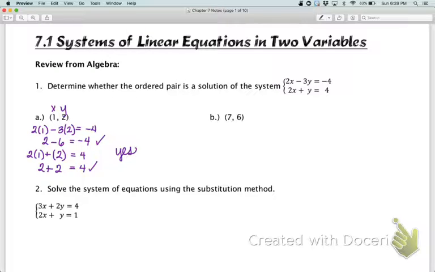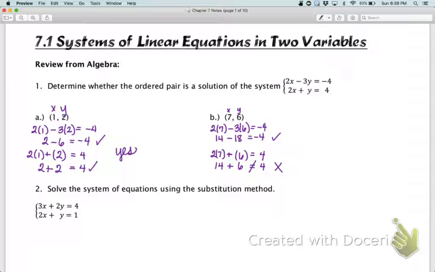Now we can try the same thing on the next example, using 7 as our x and 6 as our y. Here's what happens when we plug that into the first equation. We end up with 14 minus 18, which does in fact equal -4. So that's good. Now we check it in our second equation. You can see pretty quickly that when we work this out, it is not going to be true. You're going to get 20 equals 4. So this is a false statement.